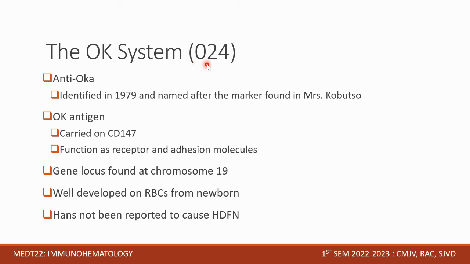Next, we have the OK system, 024. Anti-OKA was first identified in 1979 and named after the propositus, Mrs. Kobutsu. The OK antigen is carried on CD147, and CD147 functions as a receptor and adhesion molecule. The gene for this one is found on chromosome 19. It is well developed on RBCs from newborns and has not been reported to cause HDFN.